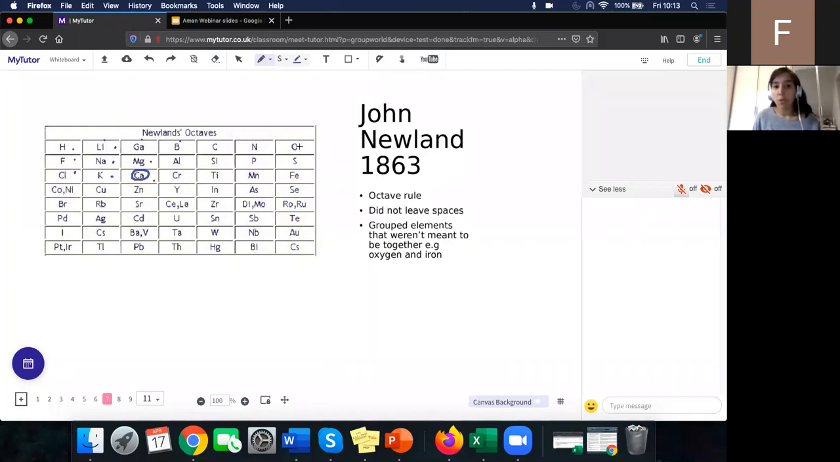So for example, in this group, he had iron and oxygen. And we know that iron is a solid, it's a metal, whereas oxygen is a gas. So they should not be in the same group. They don't have the same properties. So that's the example I've given there. And he didn't leave spaces. So he thought that these were all the elements. At that point, these were all the elements that had been found or discovered. He thought they were the only elements around, and they weren't going to discover any more, so he put them all into a list. So that's the second one.